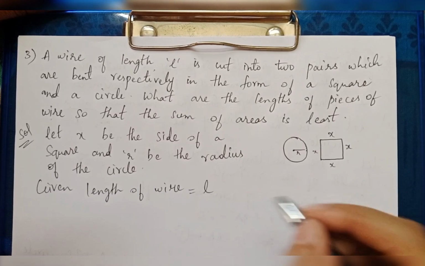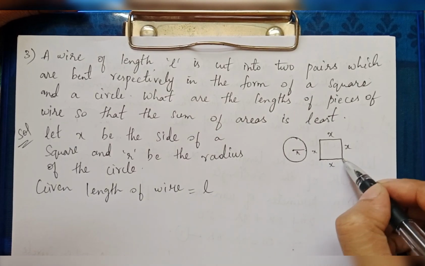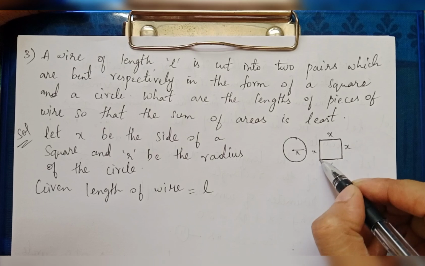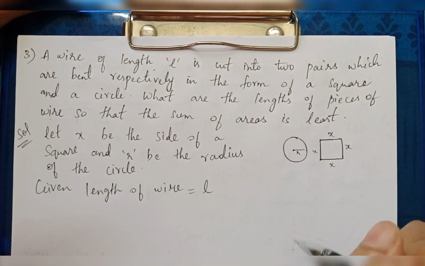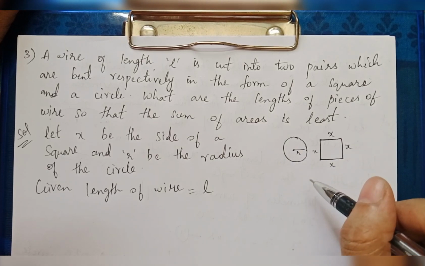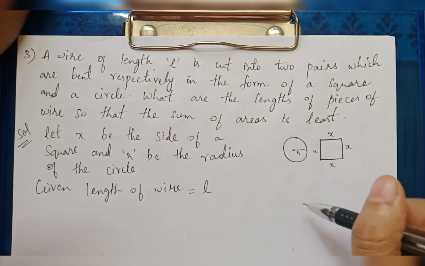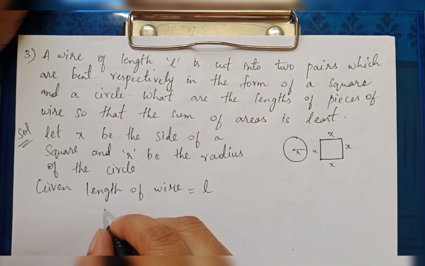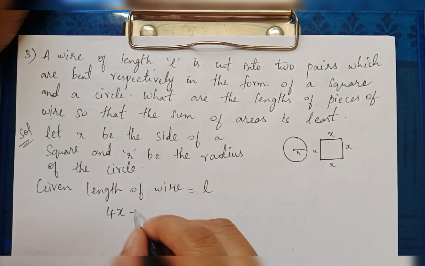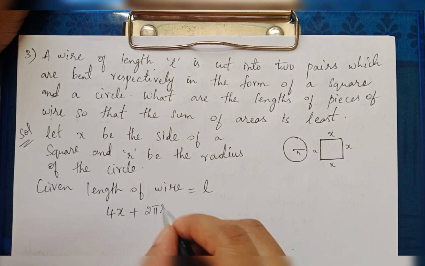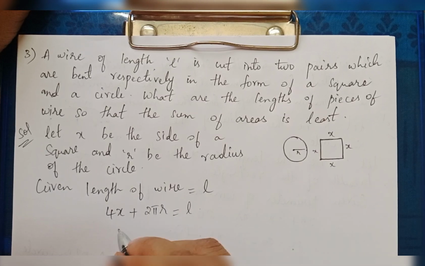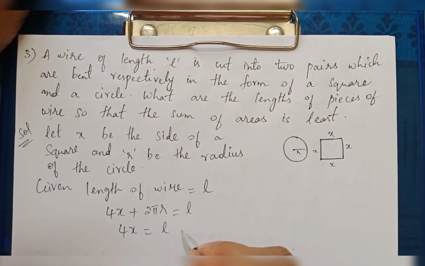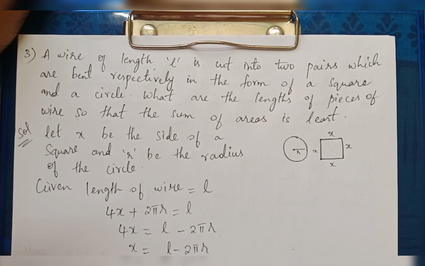Given length of wire is equal to L. We know that length is nothing but all the boundaries of the square and the circumference of the circle, right? So it is nothing but the perimeter of both the shapes. So the perimeter of square is 4 into side, so it is 4x plus perimeter of circle is 2 pi r is equal to L. From here we'll get the value of x, so it is 4x is equal to L minus 2 pi r. Now x is equal to L minus 2 pi r by 4.